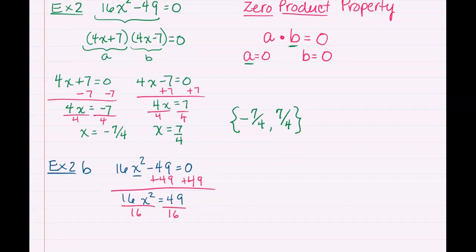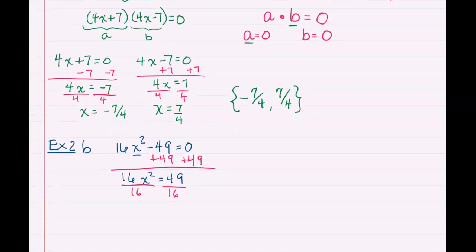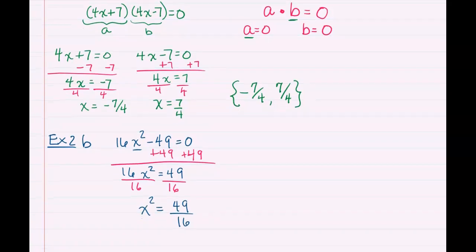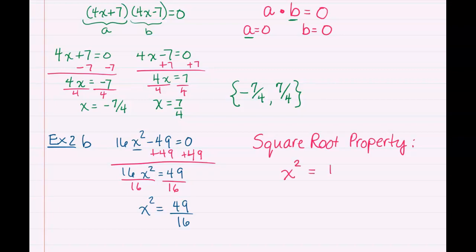So notice we're doing fine. We can do all these things. We're going to get x squared is equal to 49 over 16. And all we have to do now is solve for x. Well, we can use what we call the square root property. And what the square root property says is this. If you have x squared is equal to some number, then you can take the square root of both sides. But remember, it could be positive or negative, and then it will be the square root of that number.